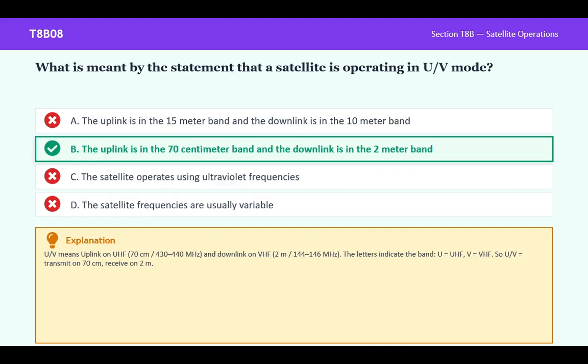What is meant by the statement that a satellite is operating in UV mode? B. The uplink is in the 70 centimeter band and the downlink is in the 2 meter band. UV means uplink on UHF, 70 centimeter, the 430 to 440 megahertz, and downlink on VHF, 2 meter, the 144 to 146 megahertz range. The letters indicate the band. U equals UHF, V equals VHF, so UV transmits on 70 centimeters and receives on 2 meters.